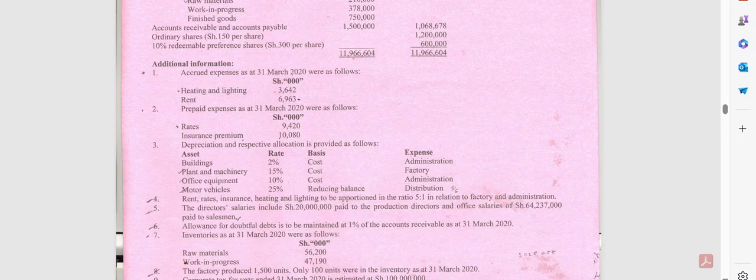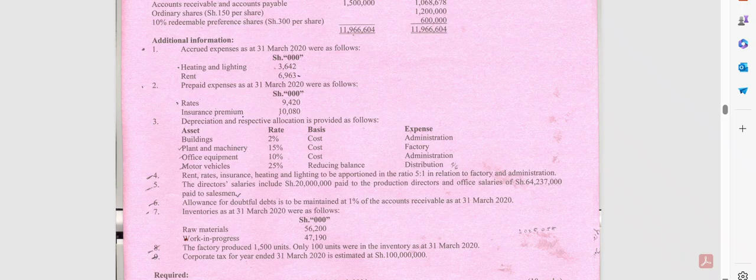So we are going to begin with additional information number 1, accrued expenses. The first one is heating and lighting and rent. These are the expenses. So remember what we said: when you get information on accrued expenses, you ask yourself the question, is it an expense or an income? Because accruals can be income or expenses. In our case, it is direct. We know it is expenses.